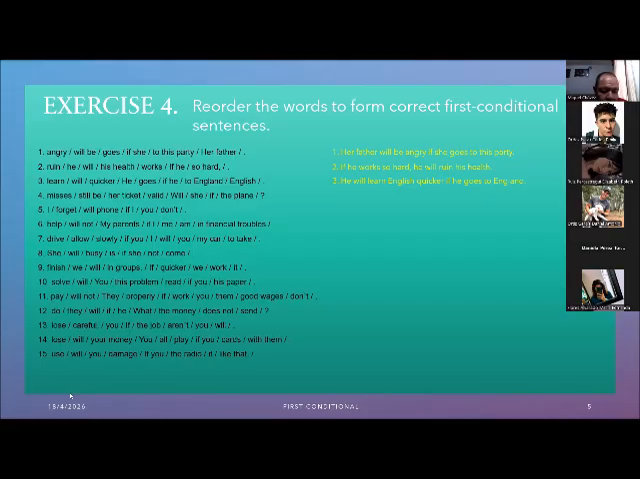Will her ticket still be valid if she misses the plane? Okay. Will her ticket still be valid if she misses the plane? Thank you so much. Your answer is excellent. Okay, number 5, please.